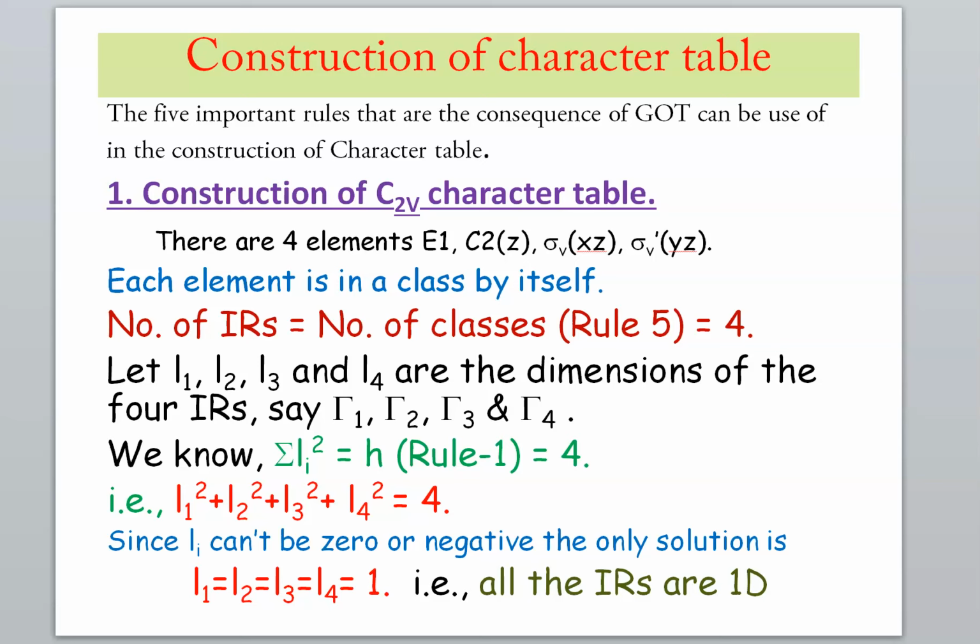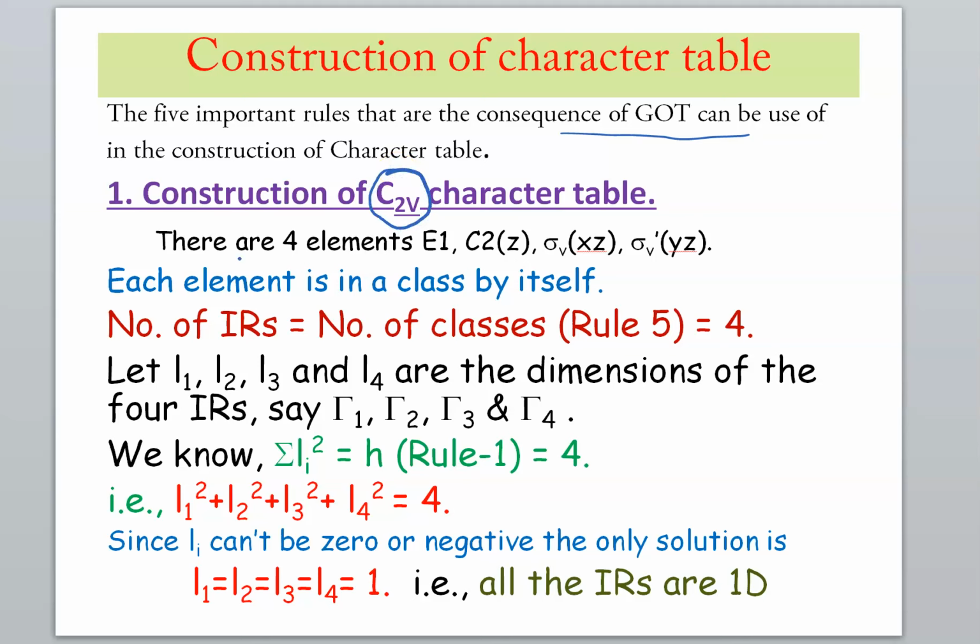We are using five important rules that are actually the consequence of the great orthogonality theorem, and making use of these five rules we are going to construct character tables. First we are discussing the character table for the C2v point group.